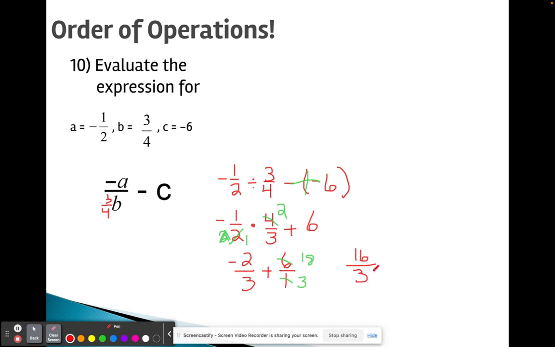I'm okay with that. Or you can make it into a mixed number. How many times 3 go into 16? That's 5 with 1 left over. 5 and 1/3. I didn't clear my screen. I should do that.